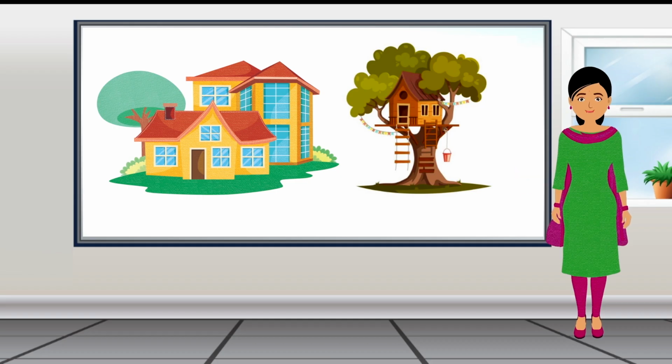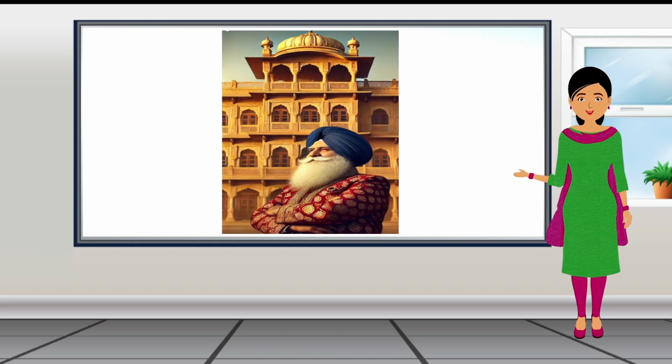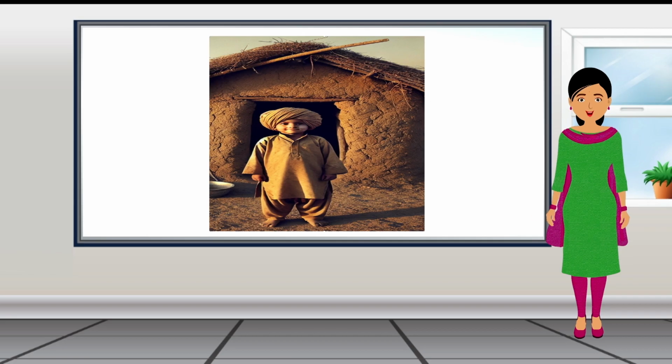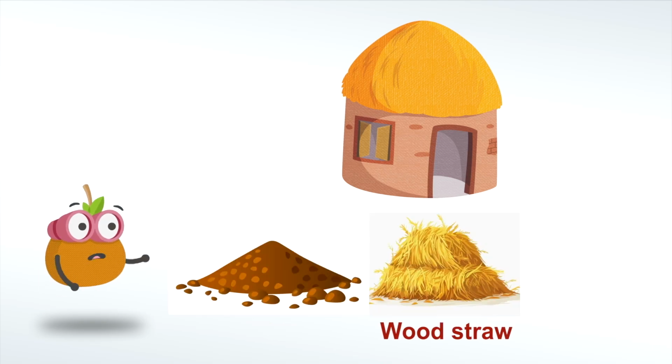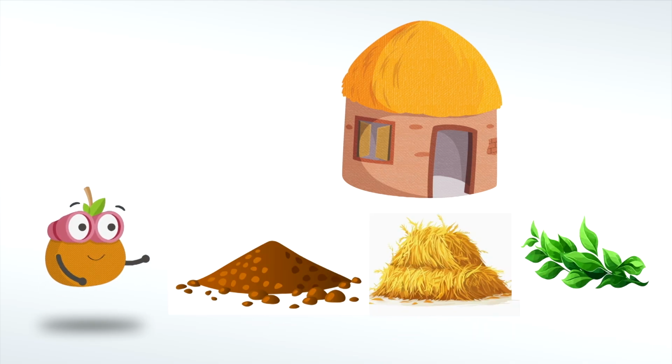over time. I have a story to share about someone named Sodhi Ji who lives in a grand Haveli in Old Delhi. But here's something interesting. When he was a child, he lived in a simple mud house. Can you guess what materials might have been used to build that mud house? Maybe they use mud and some wood, straw or leaves too.